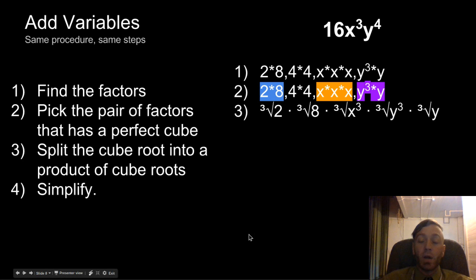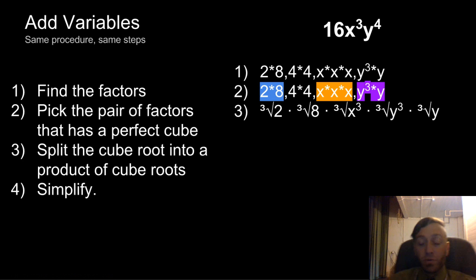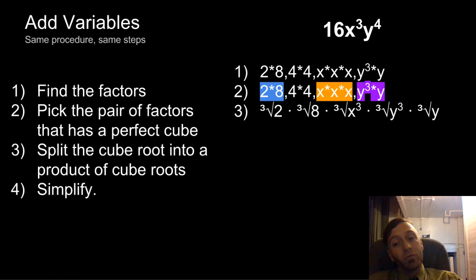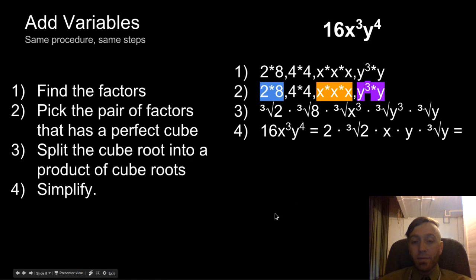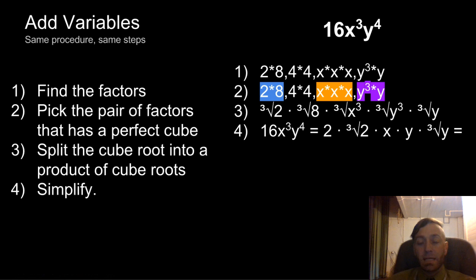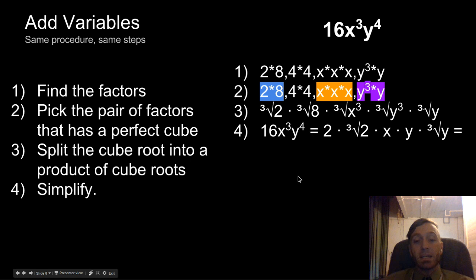So we split that up into a product of cube roots. We've got the cube root of 2 times the cube root of 8 times the cube root of x to the third times cube root of y to the third times cube root of y. Simplify what we can. Oh, see, I forgot to put the cube root up here. Anyway, pretend it's there. I'll fix it. The cube root of 16x cubed y to the fourth is 2 times cube root of 2 times x times y times the cube root of y. So we end up with 2xy times the cube root of 2y.